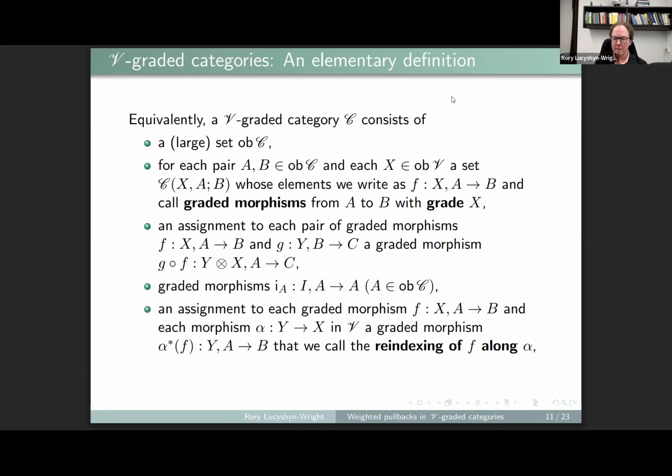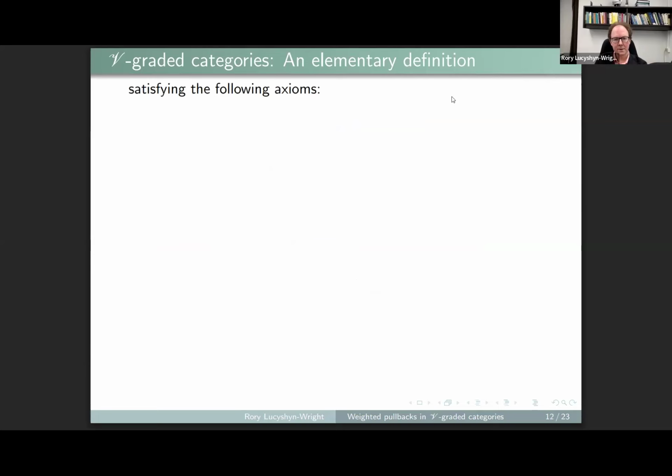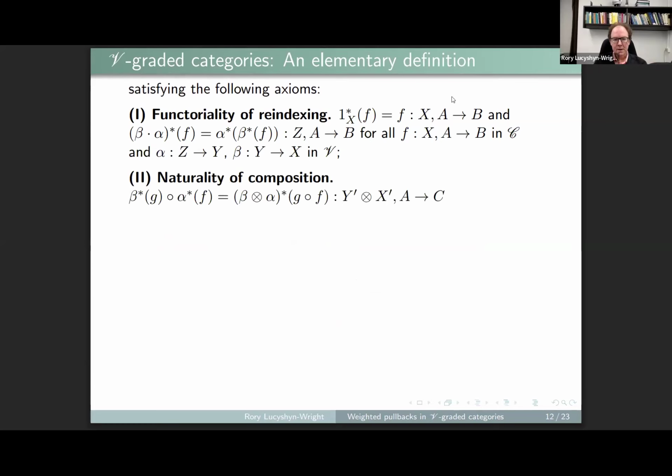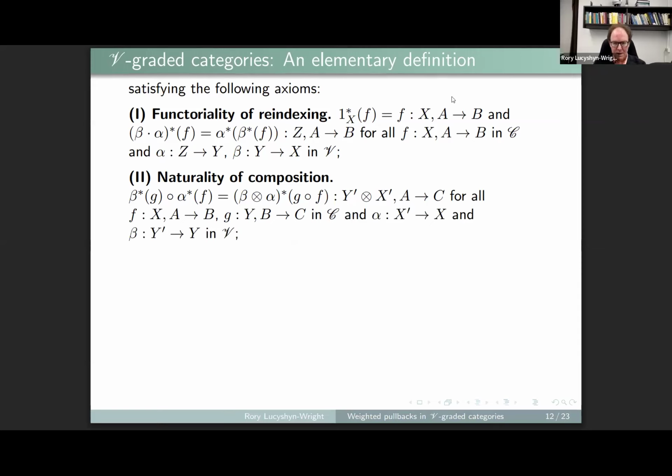And so this corresponds to the action of the Hom presheaves on morphisms with reference to the abstract formulation that we just saw. We're going to require that these data satisfy some axioms, which I'll go through very briefly: functoriality of reindexing. This reindexing is required to be contravariantly functorial. Composition is required to be natural with respect to reindexing, so that amounts to this equation here for all graded morphisms F and G of these forms, composable, and then every pair of morphisms alpha and beta in V of these forms. So we have a compatibility of composition and reindexing.